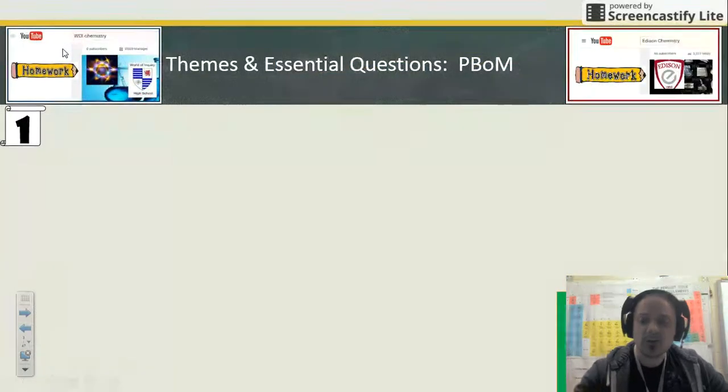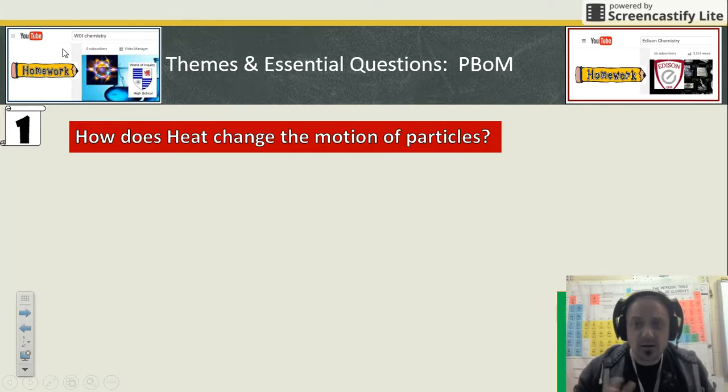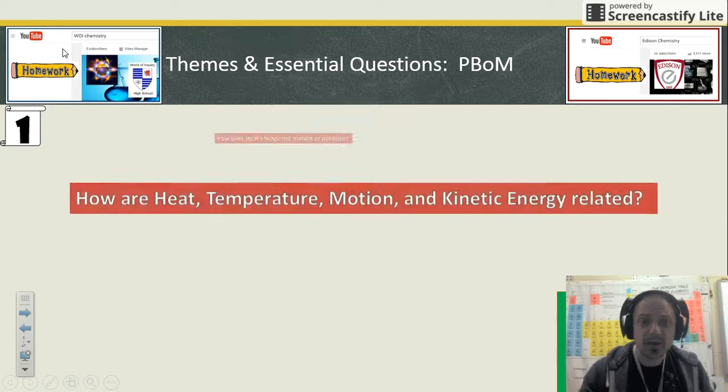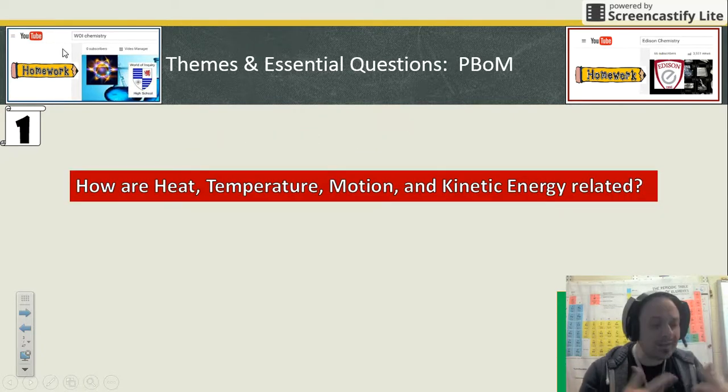Let's do it up. So the first thing you want to know is how does heat change the motion of particles? Heat and particles interact. We're going to investigate how they do so. The next thing, how are temperature, motion, kinetic energy, and heat all related? They're kind of going to have an effect on each other. They're not the same thing, but they're all related. We're going to investigate that further.